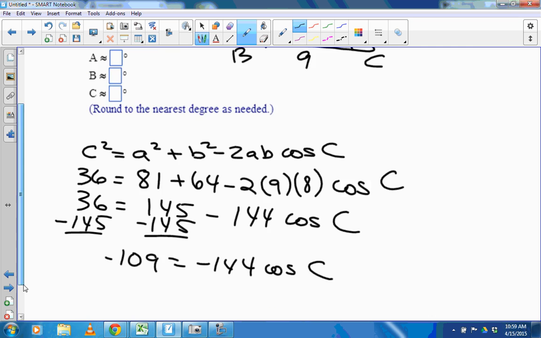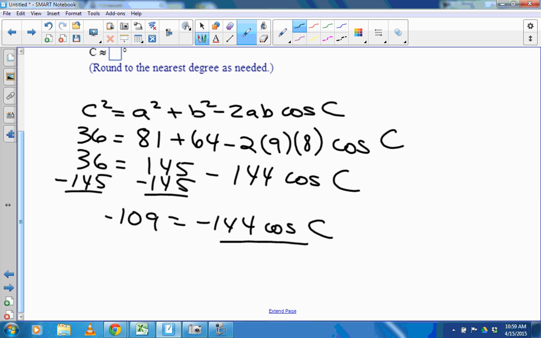All right, now what? All right, divide. All right, Ethan, look up. That's not going to be C, but that's going to be the cosine of C. So let me punch it in real quick. Negative 109. He was supposed to tell me that. All right, look what I'm finding. C is an angle, right? Now, this ratio right here, this is 0.7569. That's not C, that's the cosine of C.